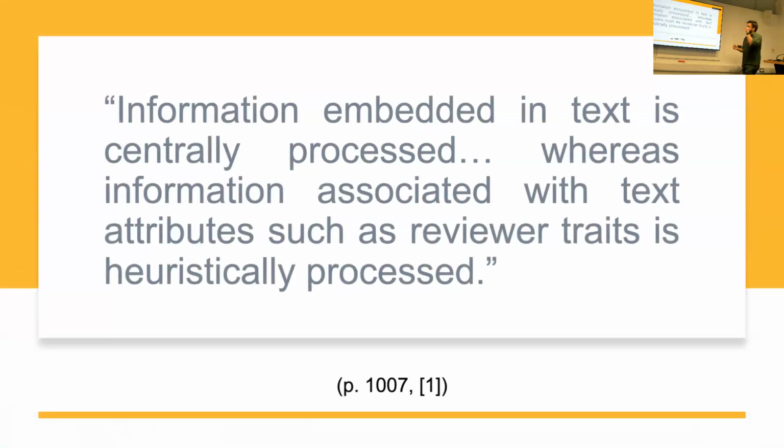So one of the things I've found a lot in the papers is kind of definitive statements like this, where you say information embedded in the text is centrally processed. Information associated with text attributes such as reviewer traits is heuristically processed. And I think if you say stuff like that, you're pushing a narrative that's not necessarily true, when you're kind of conflating results when sometimes that's not the case.